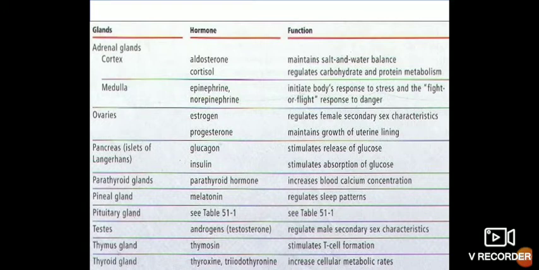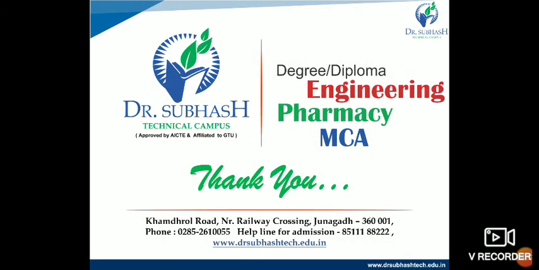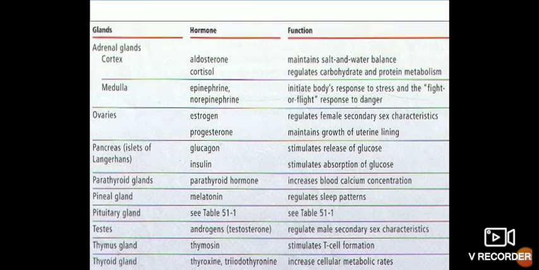Here we can see a summary where I have included all those glands: the adrenal gland, from that the cortex and medulla, these two. Next are the ovaries, pancreas, parathyroid glands, pineal gland, pituitary gland, testes, thymus gland, and the thyroid gland. So we can say that this is all about the endocrine system in terms of their hormones as well as their physiological actions, or we can call them functions. So this is what I wanted to discuss with you. This is all about the endocrine system.